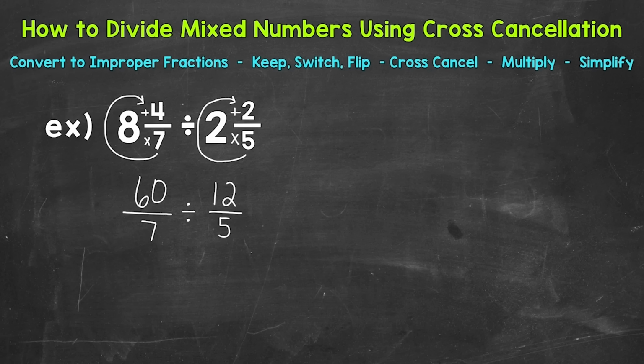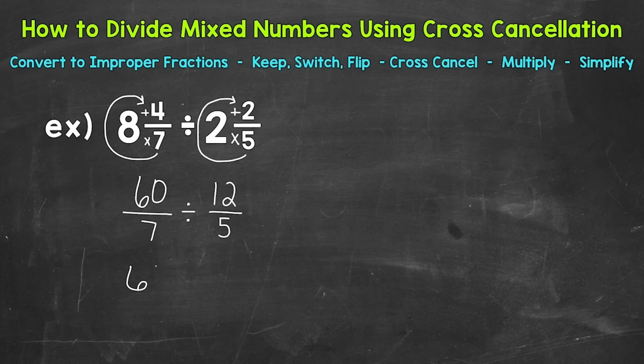One thing I do want to mention before moving forward, these improper fractions are equivalent to the mixed numbers. So 60/7 is equivalent to 8 and 4/7. 12/5 is equivalent to 2 and 2/5. So when we convert to improper fractions, we're not changing the value of the problem at all. All right, let's go through our steps, keep, switch, flip. So we always keep the first fraction.